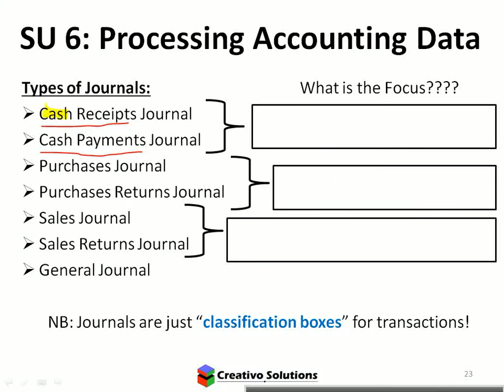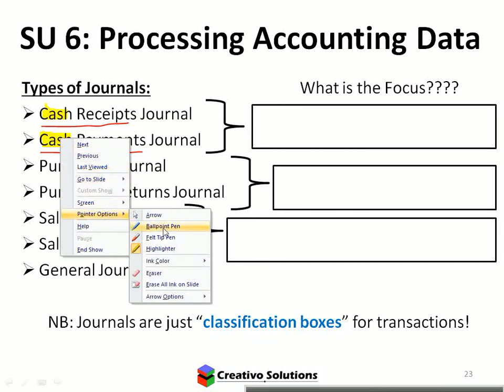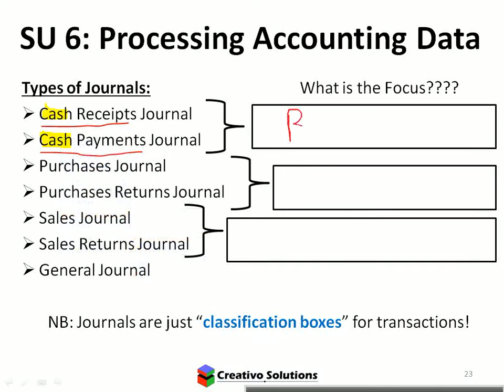Exactly. Okay, so the key word, if you are given journals, the key word to remember is bank for any cash journal. Increase or decrease depending on receipts or payments. Straightforward.